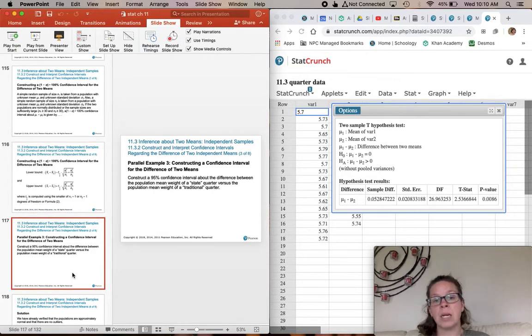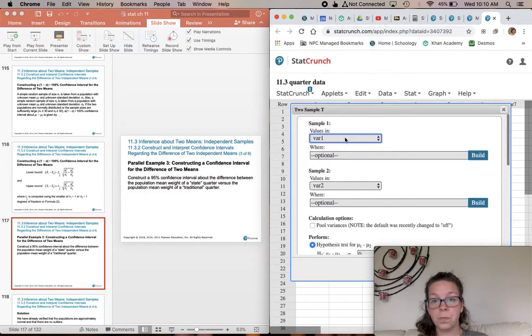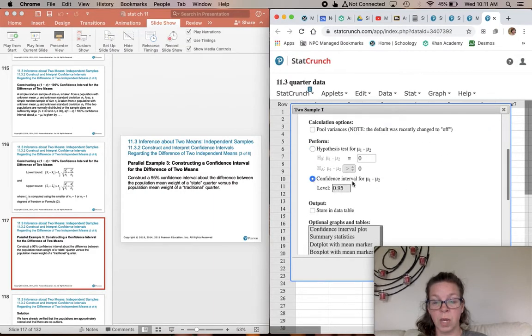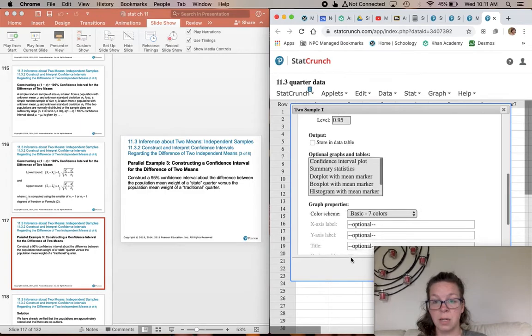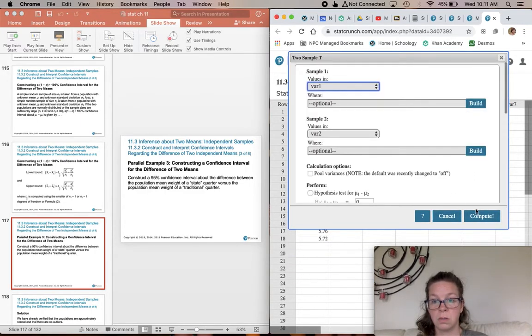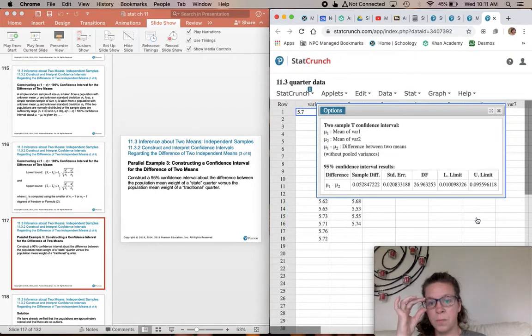So let's figure out a 95% confidence interval for the difference in the weight. So we concluded those state quarters are probably heavier. How much heavier then? So I'm going to go in and edit this. I have them in var 1 and var 2, so that doesn't need a change, but I am going to change this to a confidence interval at 95%. And make sure, okay, compute that. And here are our upper and lower limits then for our confidence interval. So 0.01 to 0.1, we could round that to.